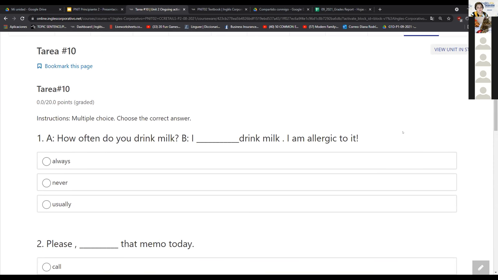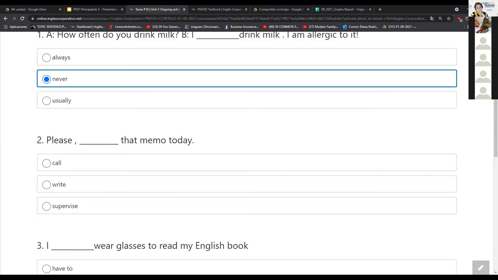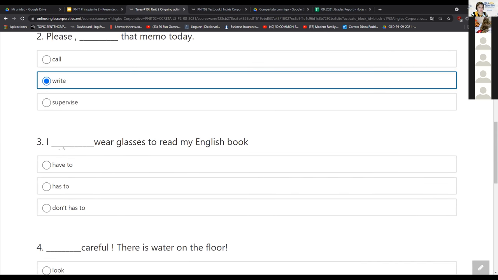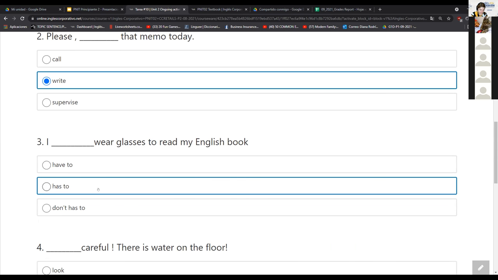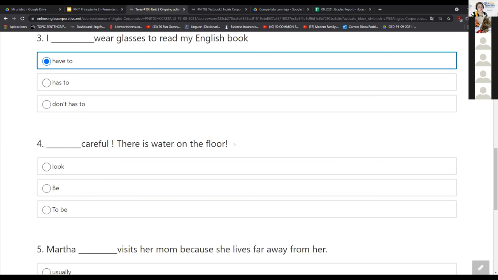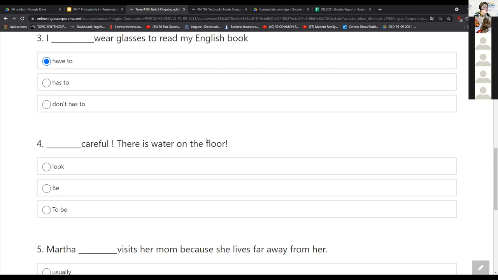How often do you drink milk? I am allergic to it. So if I'm allergic to it, I never drink milk. Please, that memo today. Call, right, or supervise, right. I wear glasses to read my English book. I need to, I have to, I has to. Has to, don't has to or have to. Have to. Careful, there is hot water on the floor. So this one will be imperative verbs. Careful, there is water on the floor. Look careful. To be careful or be careful.